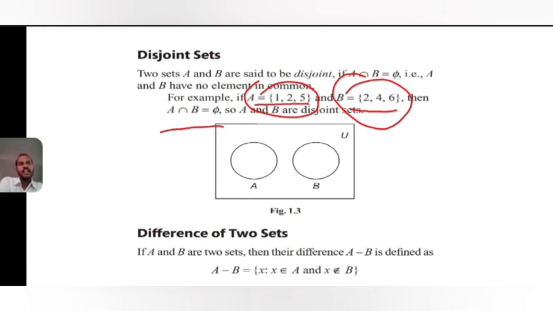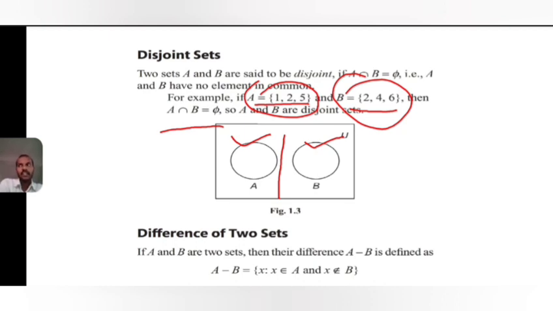If we see the Venn diagram, here there is no common region between set A and set B, right? They are far away from each other. There is no contact or common element between A and B, right? Therefore, we call it disjoint sets.